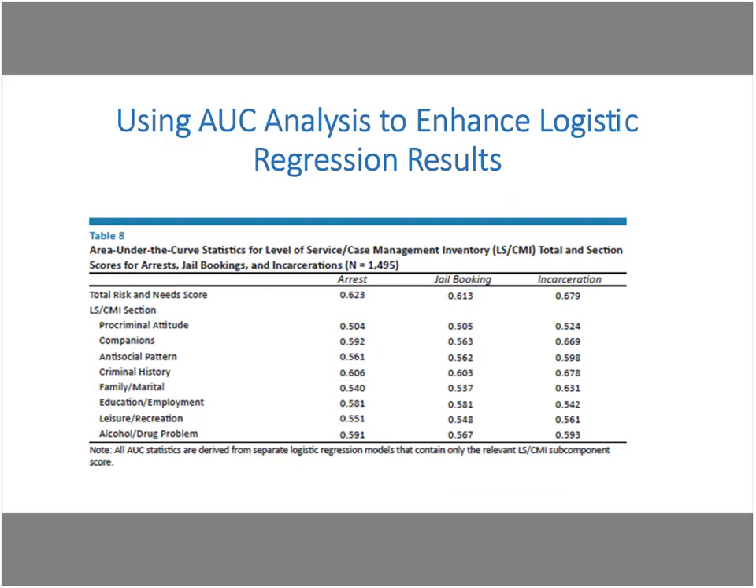And in the first row, you've got the AUCs from a model that includes only the total risk and need score from the risk assessment tool that we were interested in, which is the Level of Service Case Management Inventory, or LSCMI. And so what we can see here is that with just the total risk and need score from the LSCMI, we have AUCs of about 0.62 for arrests and bookings, which is pretty close to what we had with the full model, which is about 0.68.